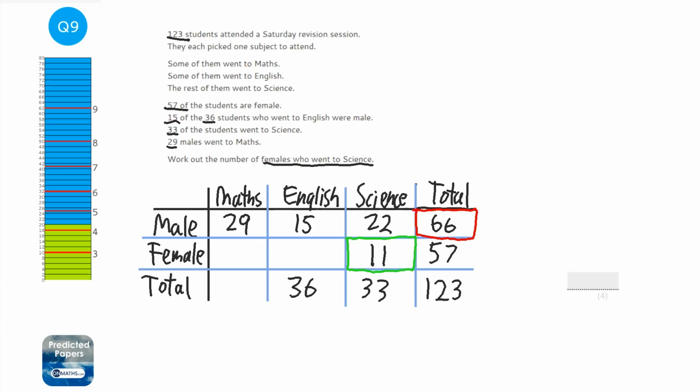Now there are different ways of doing this question, and actually you didn't need to do a two-way table for this question. It's just a lot easier to check your answer, and I find it a lot quicker. So if you have this type of question, a two-way table is probably the way to go.